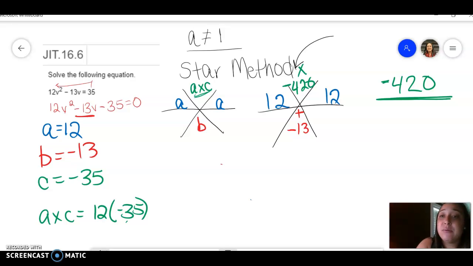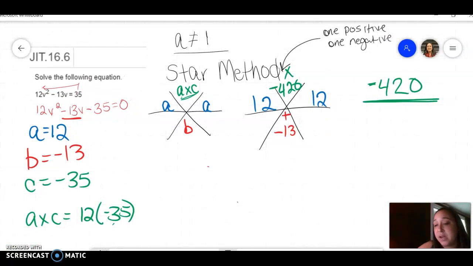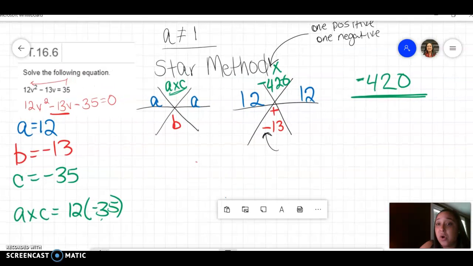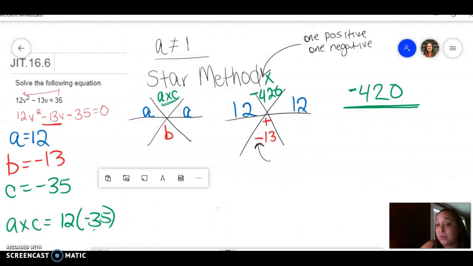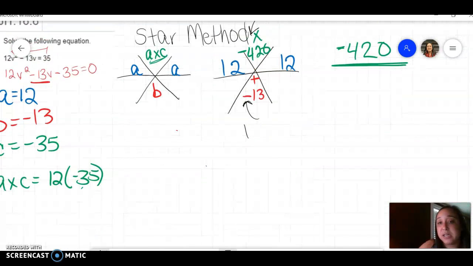So that tells me that I'm going to have one positive and one negative factor. That's how the math works, right? But because my middle term, that B, is negative, when you have opposite signs, the largest factor will always have the sign of that middle term. So because that B is negative, then I know the largest factor will be negative. Guys, I apologize, sometimes my computer works well, other times it does not.